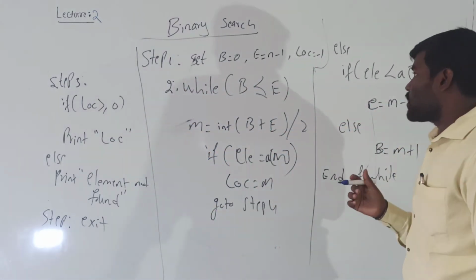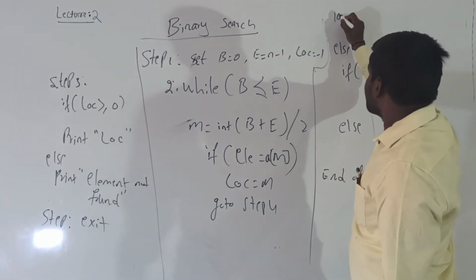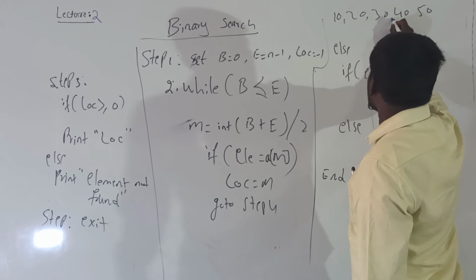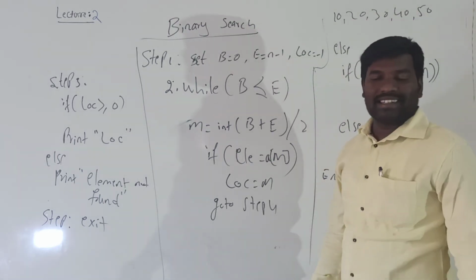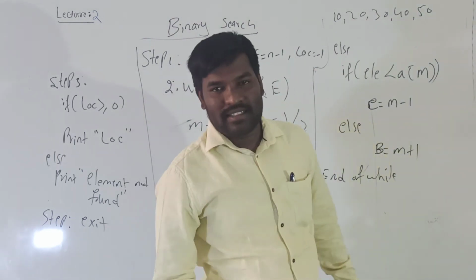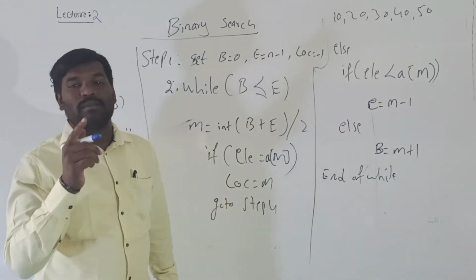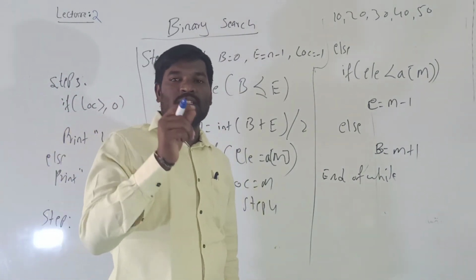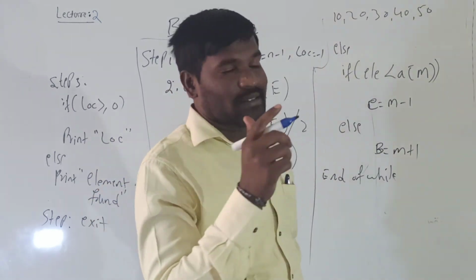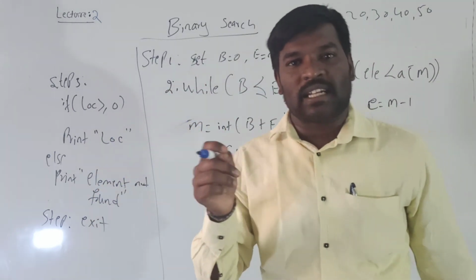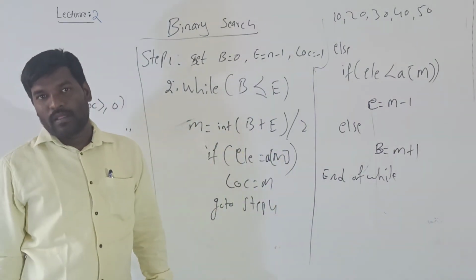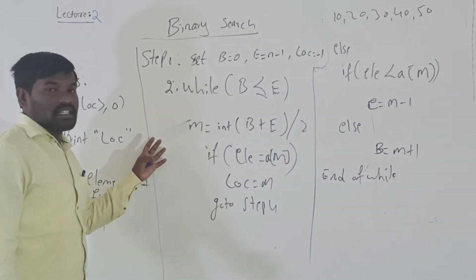Okay, so now we have to take the elements 10, 20, 30, 40 and 50. And I already said that in the binary searching technique, the elements must be in a sorted order. If the elements are unsorted, sometimes it may generate a wrong result to the user. Okay, so this is the algorithm.